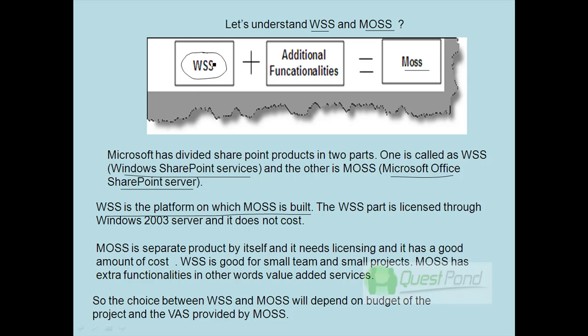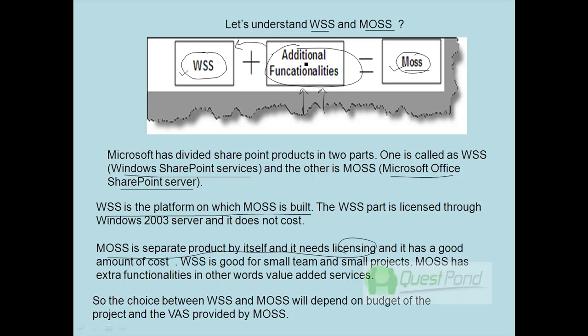But we have provided some additional functionalities. Microsoft has provided some additional functionalities on top of WSS and named it MOS. In case you want these reusable additional functionalities, then you need to buy a separate product by itself, which will cost you something, right? So MOS is a separate product and it needs licensing. So that's a big difference between WSS and MOS. WSS is basically free. If you have bought Windows 2003 server, you can install it and use it, right? While MOS is a licensed version because of the additional functionalities you get on top of WSS.